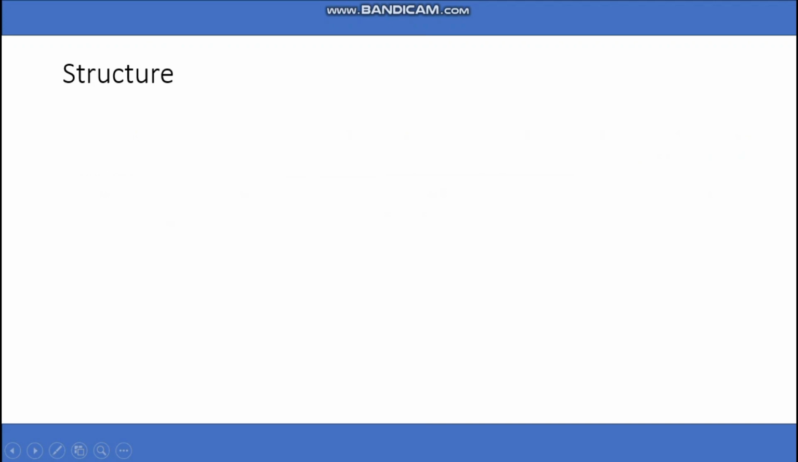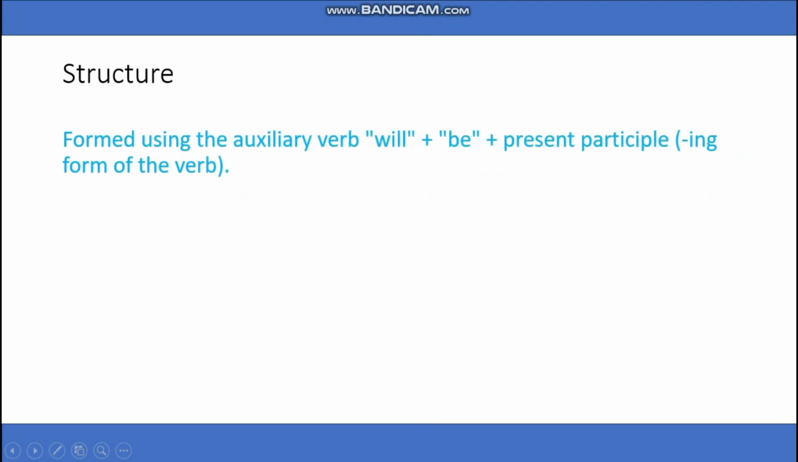Structure: the structure of future continuous tense is formed using the auxiliary verb will plus be plus the present participle, the ing form of the verb. This is the structure. You can say subject plus will plus be plus ing form of verb plus object. Okay, this is the structure of future continuous tense.